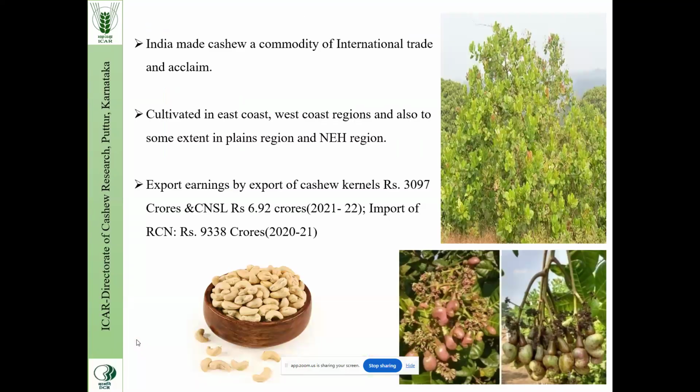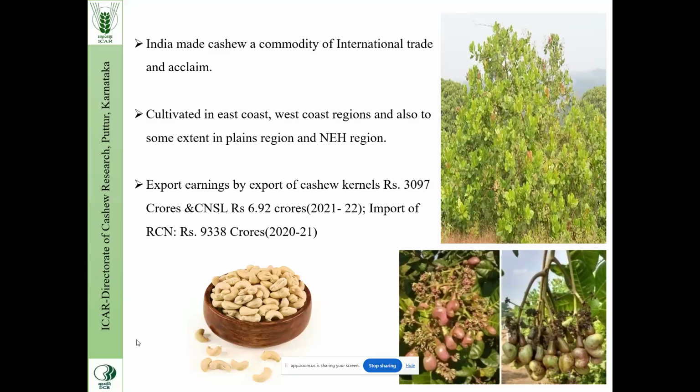Looking at the cultivation standards and the export production standard, India made cashew a commodity of international trade and acclaim. It is being cultivated in East Coast, West Coast regions, and also to some extent in the plains of northeastern hilly regions. If we compare the export earnings, export of cashew kernels is rupees 3,097 crores, and CNSL, the cashew nutshell liquid, which is the byproduct obtained after processing, is around rupees 6.92 crores. This is the data of 2021-22.